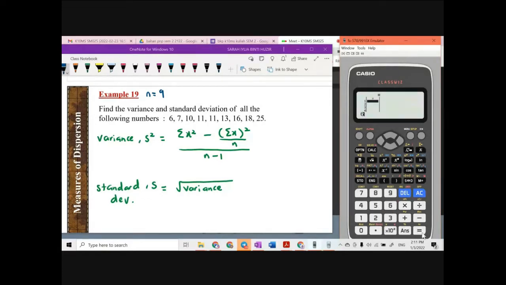So, we have 6, 7, 10, 11 ada 2 kali. And then 13, 16, 18, 25. Done. Ada 9 data. Okay. Dah masuk semua sekali tu, tekan button AC.